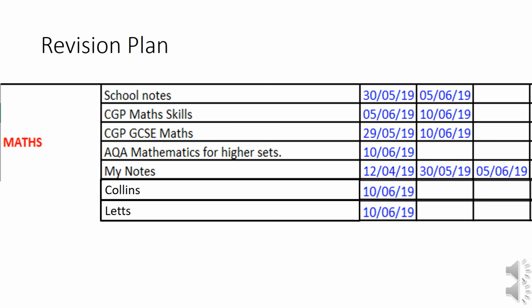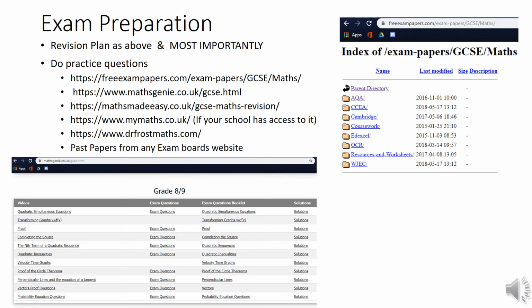By writing in the date that you complete each resource, you can see which resource you've saturated your knowledge from and which resource you may gain new understanding from. For example, if I had only gone through my school notes once, however I went through the CGP Maths Skills book 4 times, then I know that I might want to go over my school notes again and not go through the maths skills as frequently.